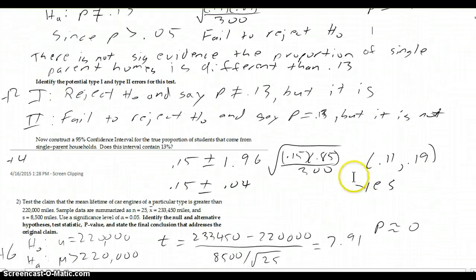And then the type 1 and type 2 errors, some people had some issues with this. Many people said, yes, we reject the null and say, nope, it's not 0.13, but it really is. Sometimes you forget to put it in context, or you kind of got it backwards. The type 2 error is failing to reject the null hypothesis and saying, yep, it is 0.13, or we're going to have significant evidence to the contrary, but it's really not 0.13. That's why it's called an error.